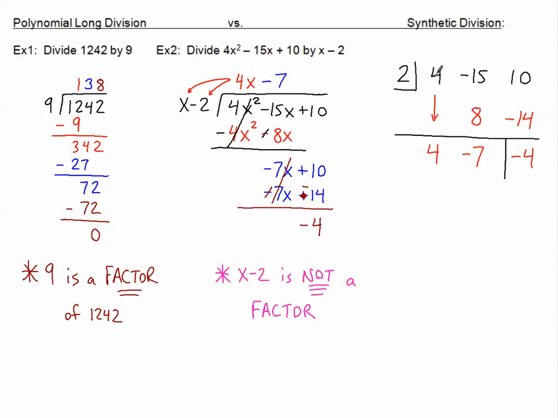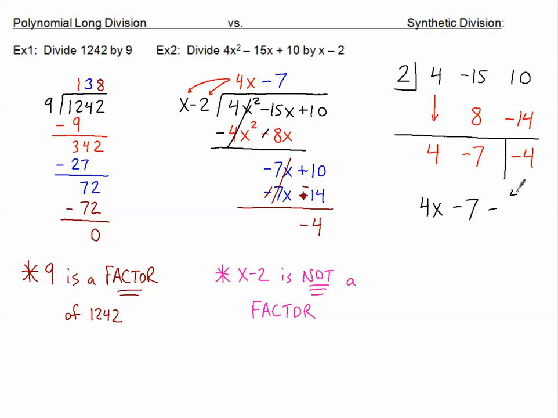This 4 used to be a 4x squared. Once it goes past the line, it decreases by 1 degree and becomes 4x. This was the linear term, had the x with it. Once the number goes past the line, it loses that term, so it's just negative 7. And then this is our remainder.